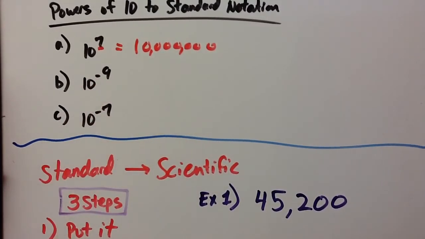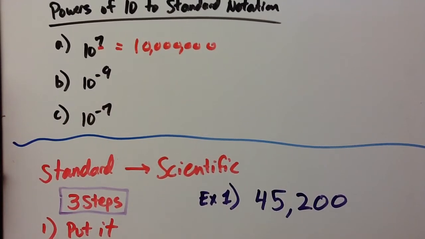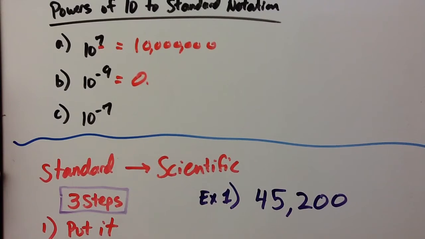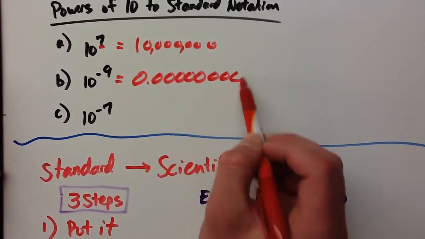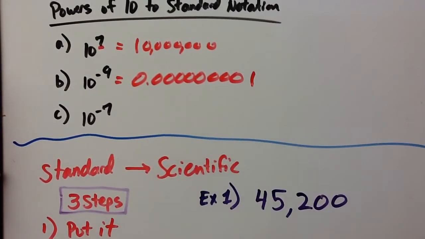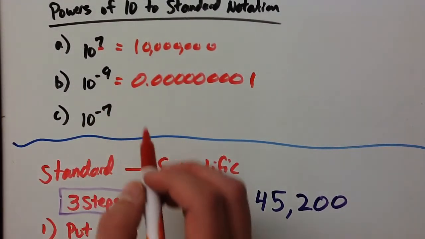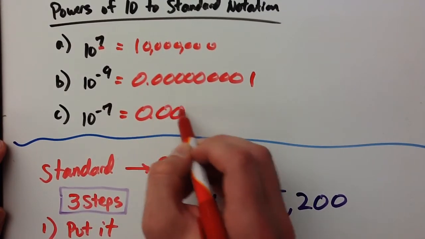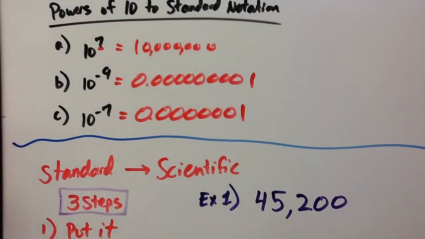10 to the negative 9, okay? If it's 10 to the negative 9, I would have 8 zeros after the decimal. So my decimal is going to be 0. Then I have 8 zeros. So 1, 2, 3, 4, 5, 6, 7, 8. And my last digit would be a 1. 10 to the negative 7, I'm going to have how many zeros after the decimal? 1 less than 7, that would be 6. So I have 0 point, then I have 6 zeros. 1, 2, 3, 4, 5, 6. Last digit is a 1.